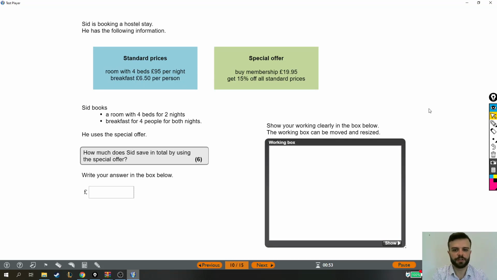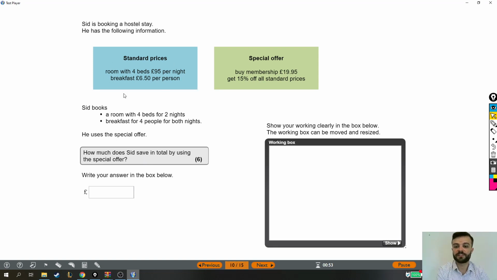All right, so let's give this one a read through. Sid is booking a hostel stay. He has the following information. The standard prices: a room with 4 beds is £95 per night and breakfast is £6.50 per person. There is a special offer where you can buy membership for £19.95 and you get 15% off all standard prices. Sid books a room with 4 beds for 2 nights and breakfast for 4 people for both nights, and he uses the special offer. How much does Sid save in total by using the special offer?